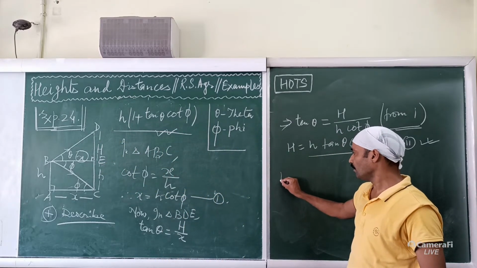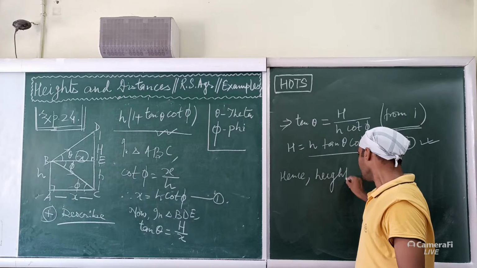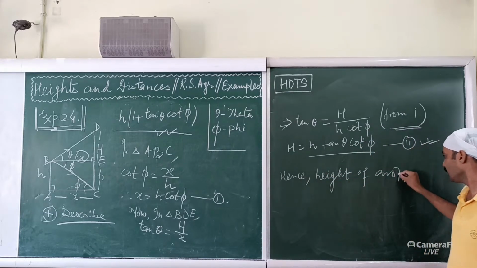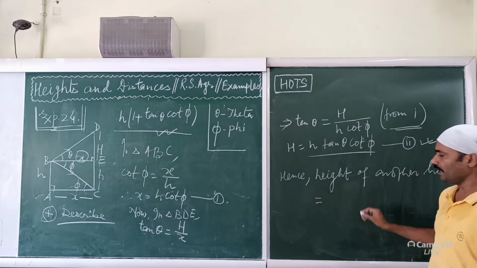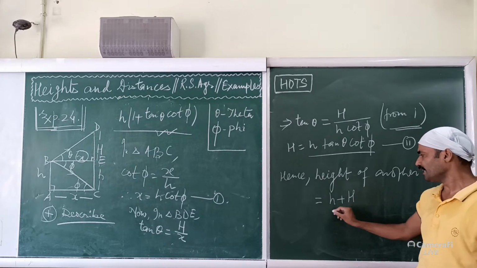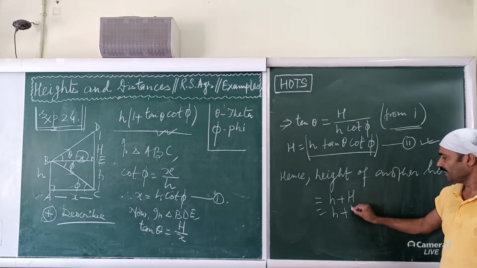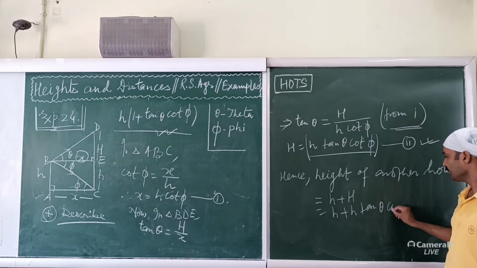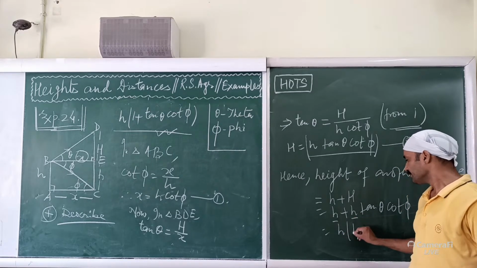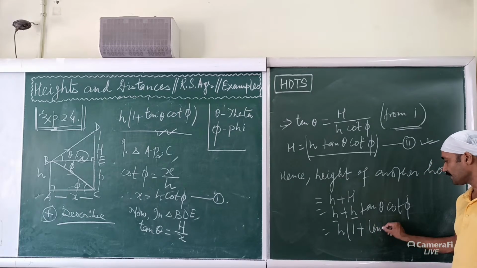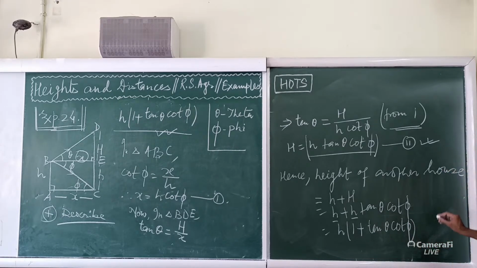Therefore, the height of the other house equals H plus h, that is h plus h tan theta cot phi. Taking h as common, this is h times 1 plus tan theta cot phi, which is the required result.